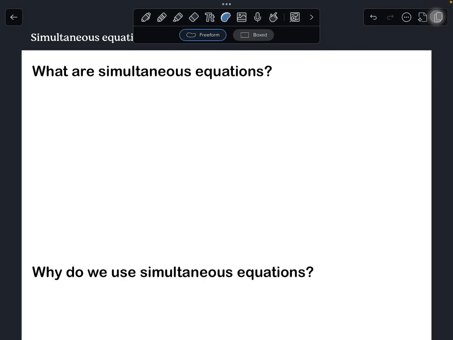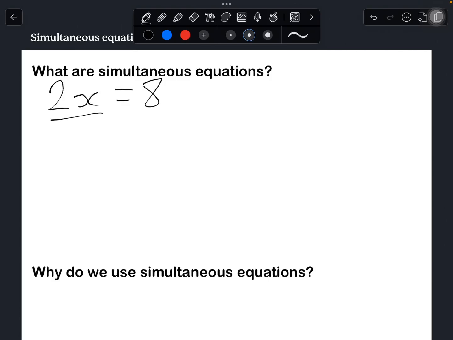Hi guys, today we're going to be looking at grade 10 simultaneous equations. When doing math, it's very important to ask yourself questions like what are simultaneous equations and how are they different from normal equations. If you have a normal equation like 2x equals 8, you can just divide on both sides and get that x now equals 4.